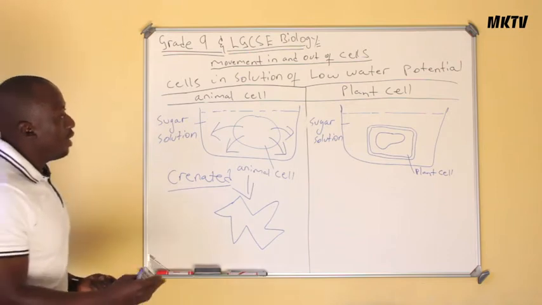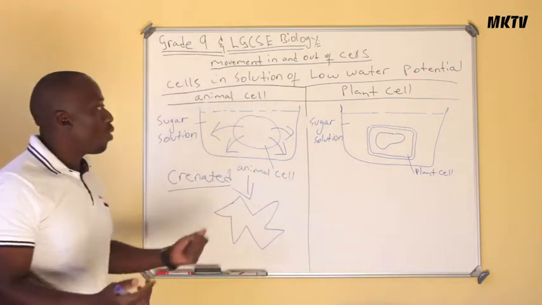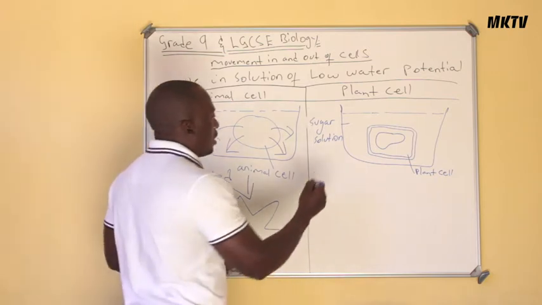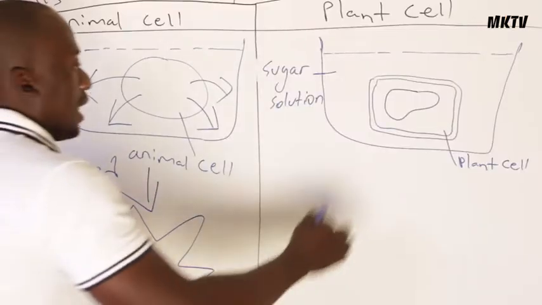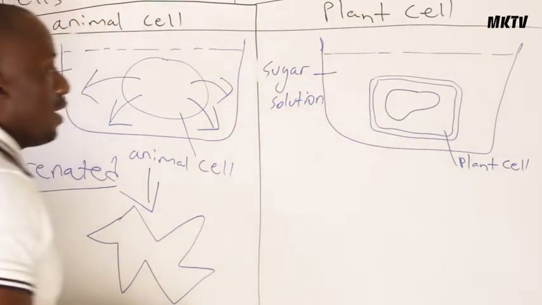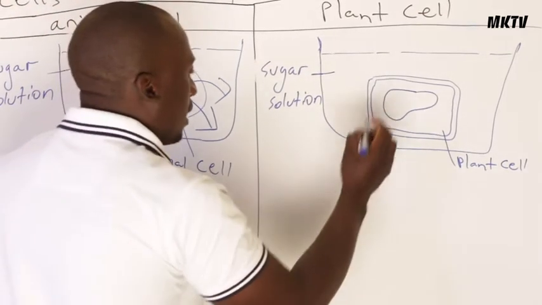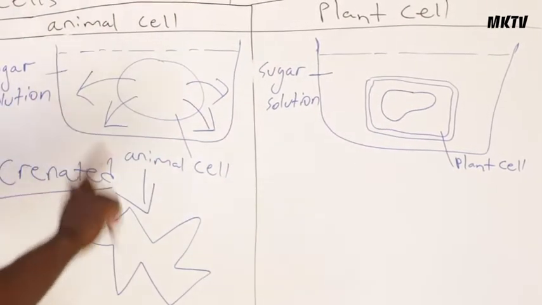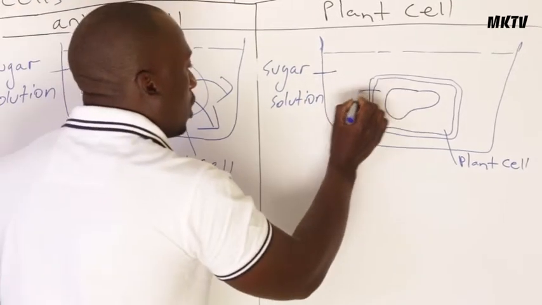So now let's look at what is going to happen to a plant cell when it is placed in a low water potential solution. The same thing applies here. The sugar solution has lower water potential than the contents of a plant cell. So this is what is going to happen as well. The plant cell is also going to lose water to the sugar solution.